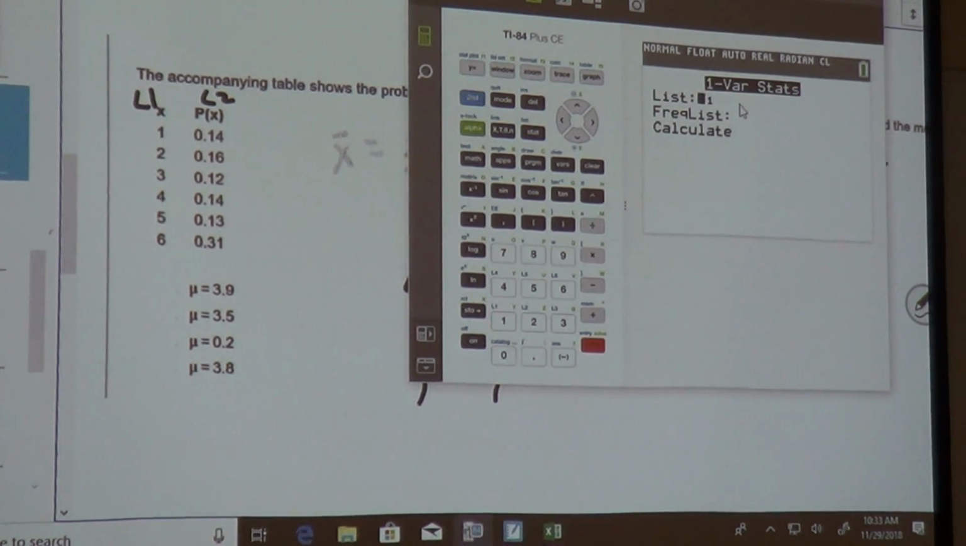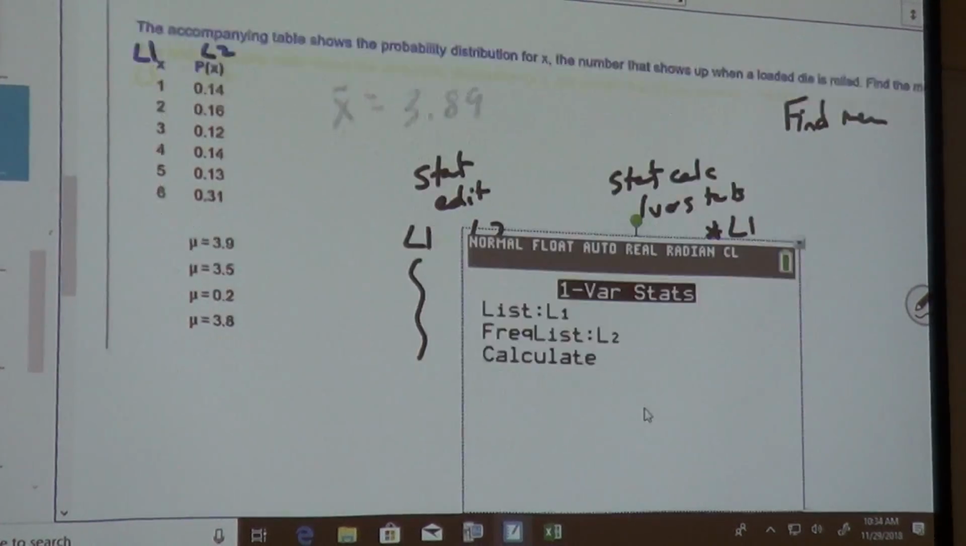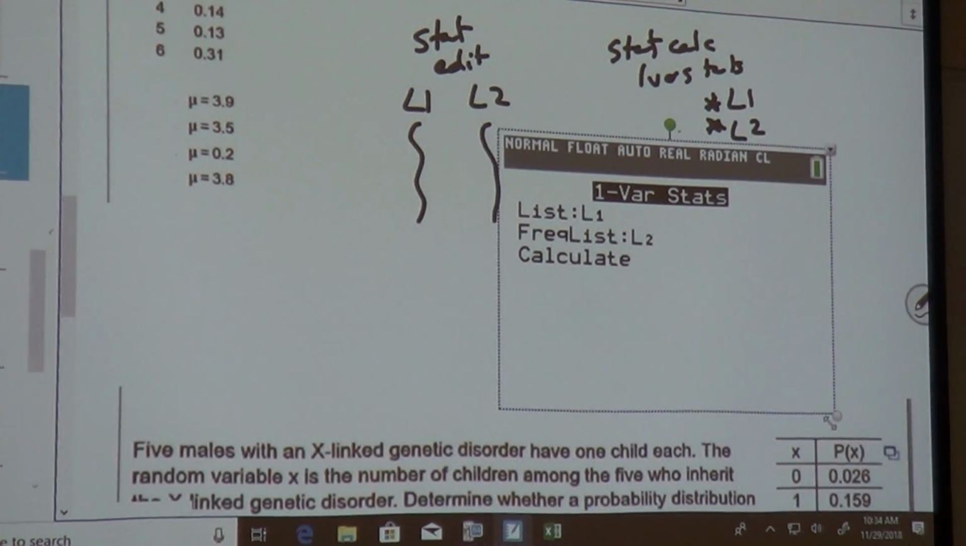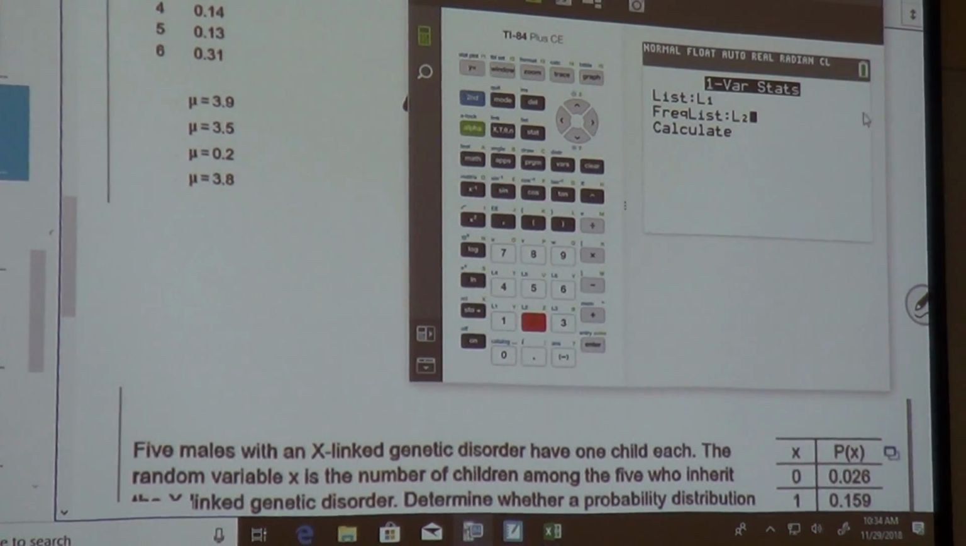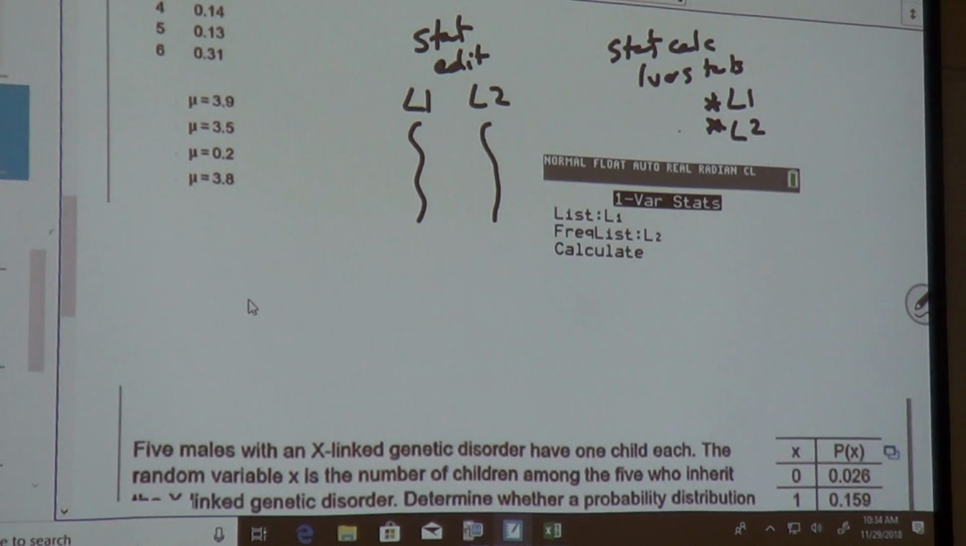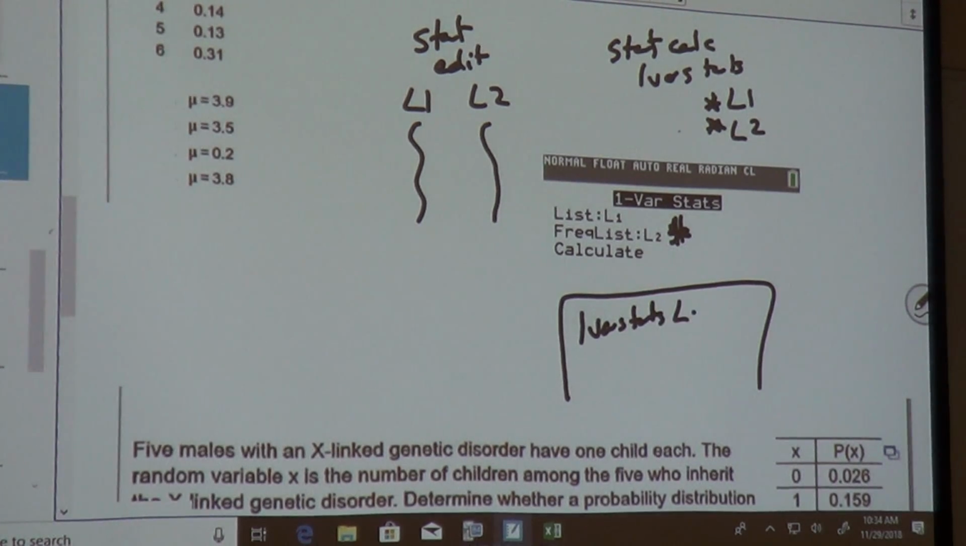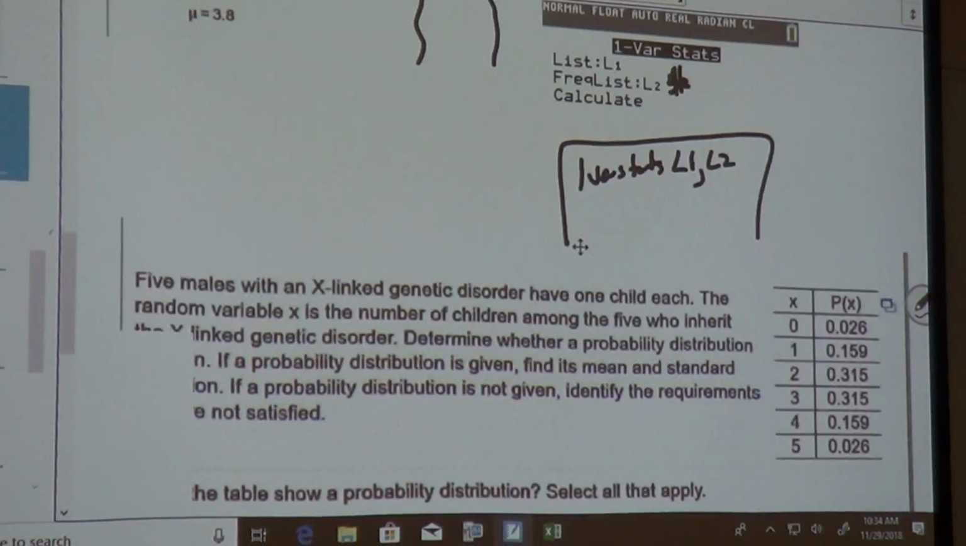Now, if you just do L1, it's going to give you an answer, but it's just going to give you the mean of list 1. So you've got to do L1 and then your L2 to tell it that it needs to look at both lists. If you don't do that, you are not going to get the right answer, and you're going to say, but my calculator said. Your calculator is only going to be as good as the person who uses it. Now, remember the other calculator, you're going to do one var stats, and it's going to be L1, comma, L2. But you just got to make sure you do both of those.